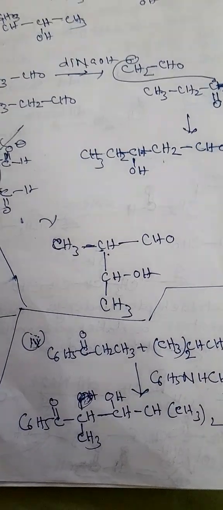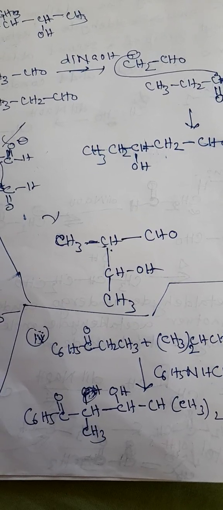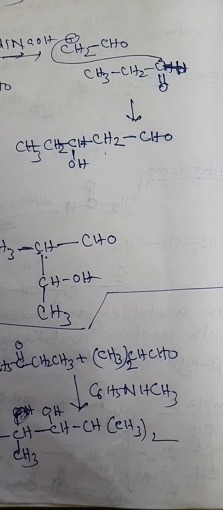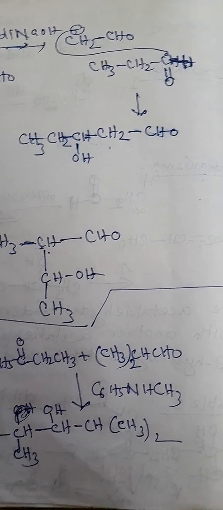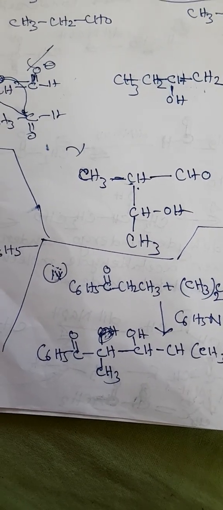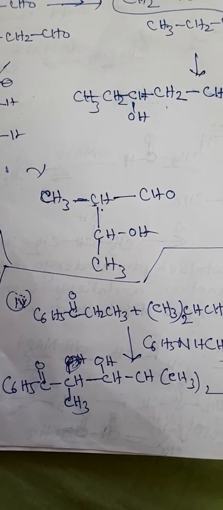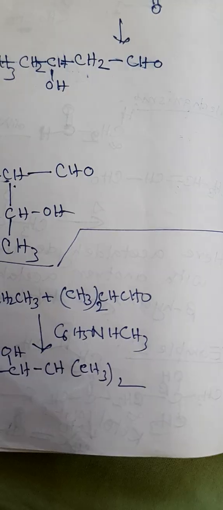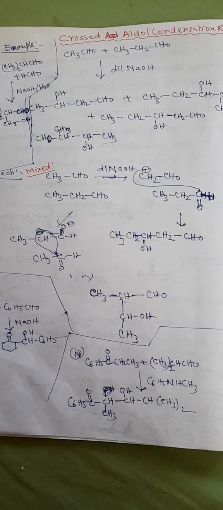If we take this kind of example, ethyl benzyl ketone, and react it with isobutyraldehyde in the presence of a mild base, the enolizable carbon of ethyl benzyl ketone may react with another molecule of isobutyraldehyde and form this kind of aldol product. So these all are examples of the crossed aldol condensation reaction.